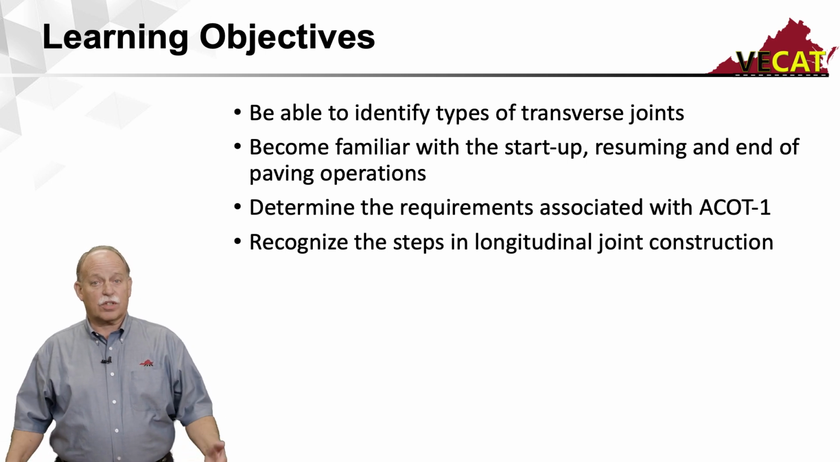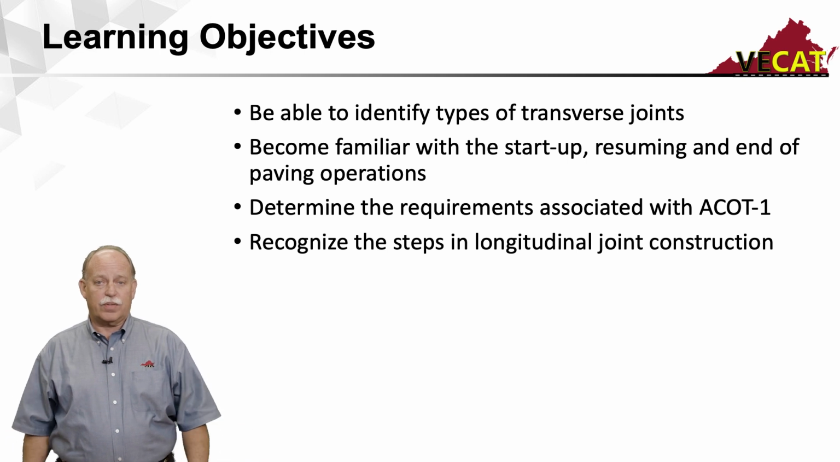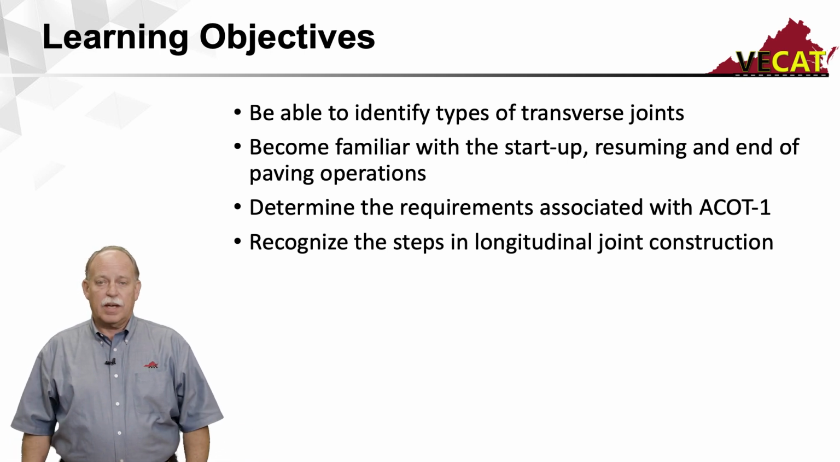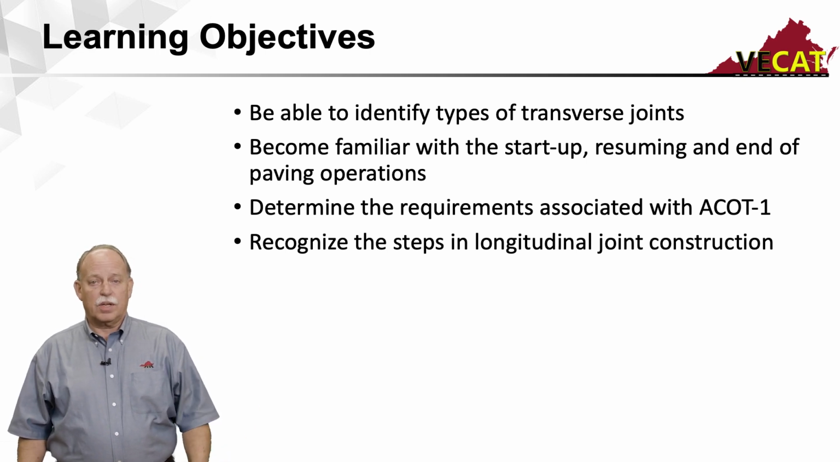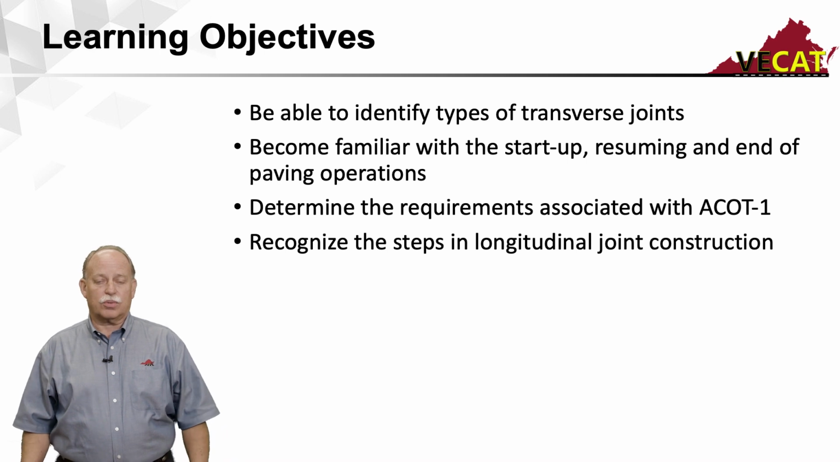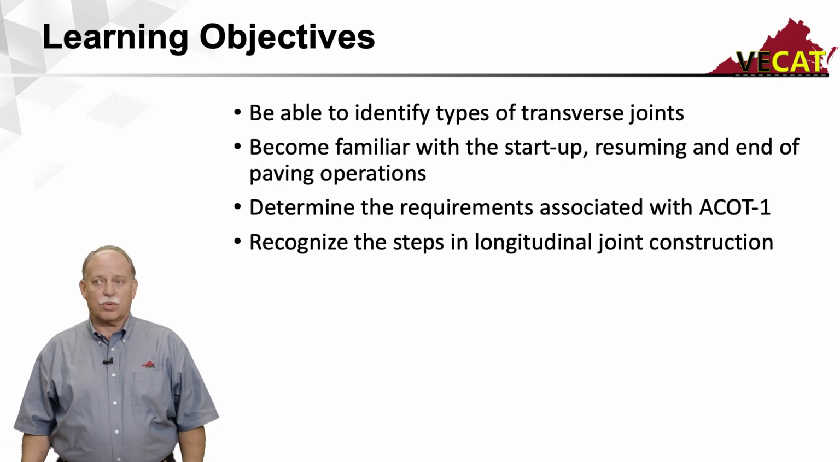We're going to determine what's called an ACOT 1. We're going to talk to you about what that is associated with and why it was developed. And then we're going to recognize the steps in creating a longitudinal joint. Longitudinal joint construction is critical to the success of our pavement structures. Each and every one of these steps we're going to talk about during this module.